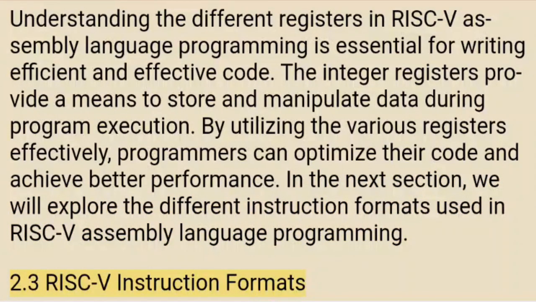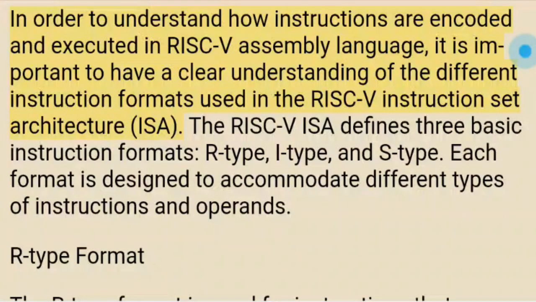2.3 RISC-V instruction formats. In order to understand how instructions are encoded and executed in RISC-V assembly language, it is important to have a clear understanding of the different instruction formats used in the RISC-V instruction set architecture (ISA). The RISC-V ISA defines three basic instruction formats: R-type, I-type, and S-type. Each format is designed to accommodate different types of instructions and operands.